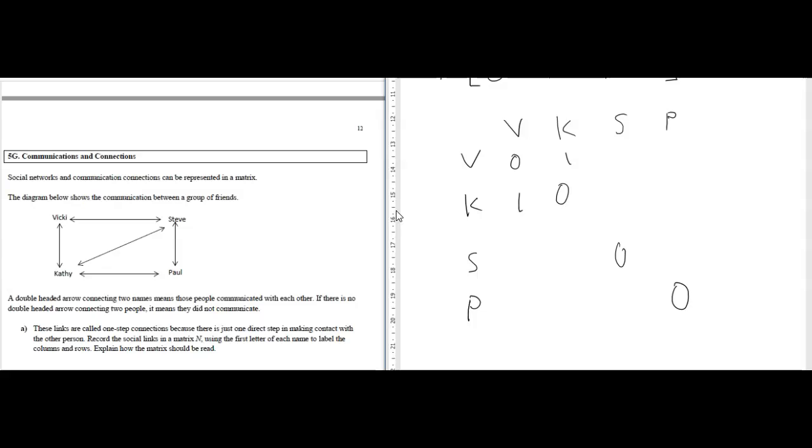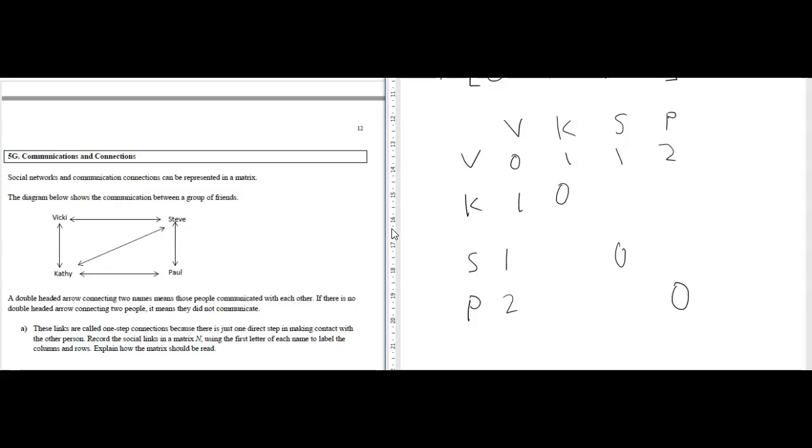All right, let's look at Vicky and Steve. So Vicky can chat to Steve via Kathy, but no one else. Okay, she can't go via Paul because that would be 3 steps. So it's just going to be 1 here and 1 here. And Vicky and Paul, Vicky can go to Paul either through Steve or through Kathy. So there's 2 ways she can get to Paul, and Paul has 2 ways to get to Vicky.